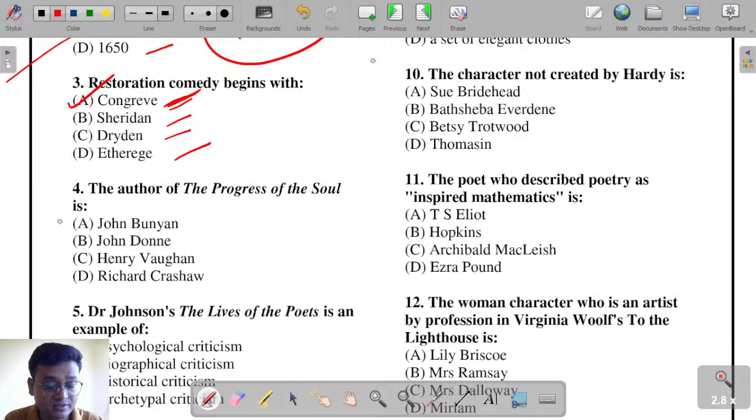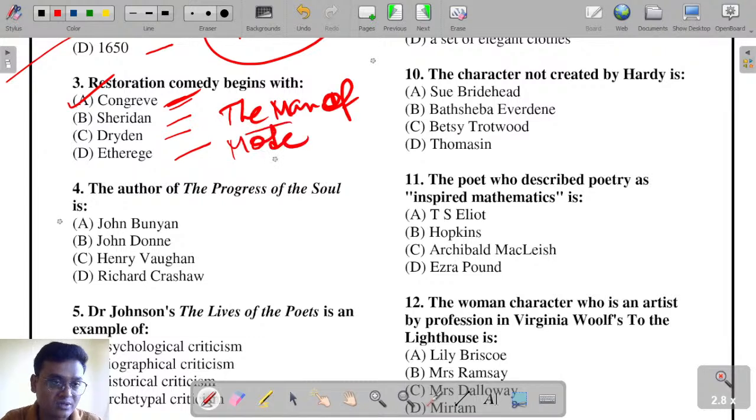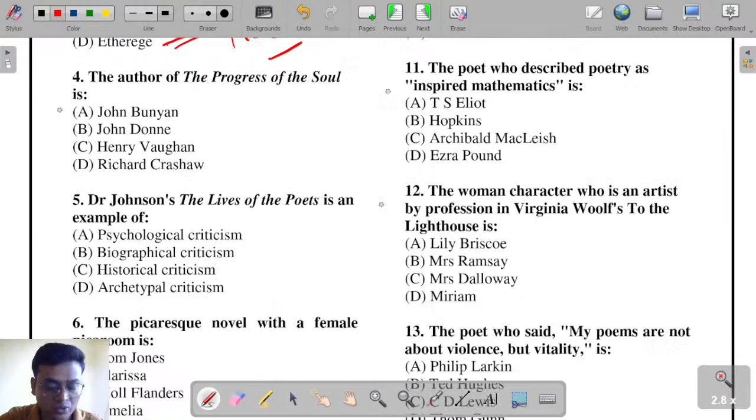Who has written The Man of Mode, or Sir Popling Flutter? You tell me. Do write in the comment box. The Man of Mode, or Sir Popling Flutter. Okay, so question number 4 is here.